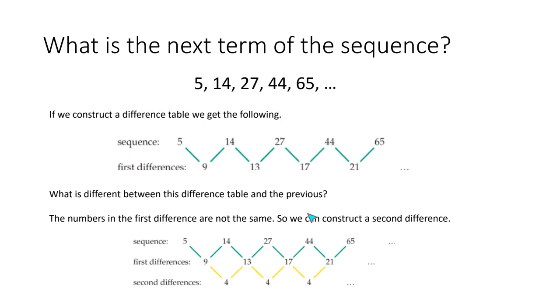Okay, so let me press next. And so we do the same thing. 13 minus 9 is 4. 17 minus 13 is 4. 21 minus 17 is 4. And so now I can see that these are the same. So I can go ahead and use inductive reasoning to figure out the rest. So here, after 21, the next one would be 4. So 21 plus 4 is 25, and then 65 plus 25 would give me 90. So 90 would be my next term.